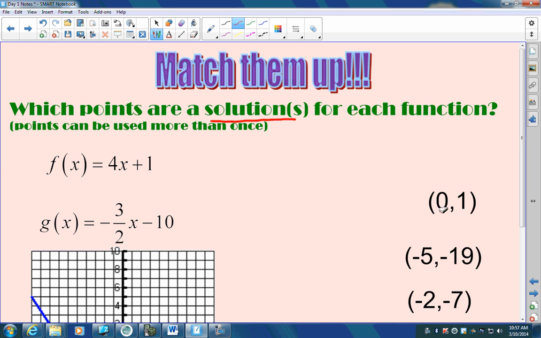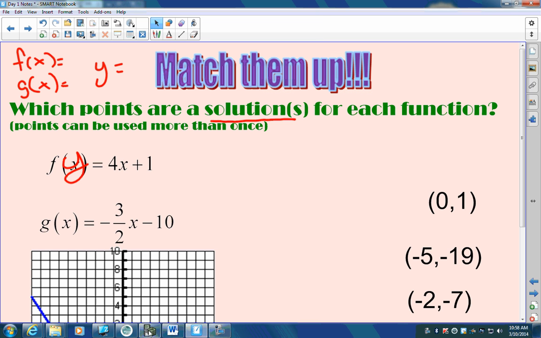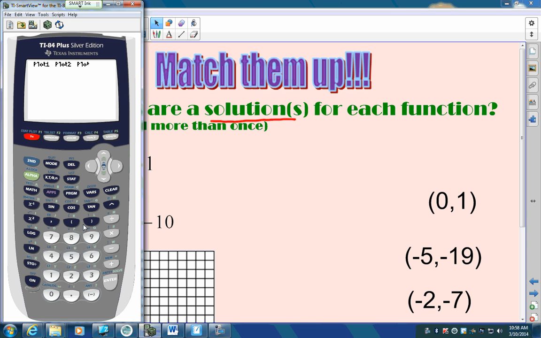how would I know if (0, 1) was a solution to this function? Well, it depends on whether you have a graph or an equation. In this situation, we have an equation. So yes, you put it in the calculator. Right now, let's grab the calculator. One thing I want to remind you of is that f of x equals, g of x equals, all of that means y equals. So we're going to go in the calculator, go to y equals, and put in there 4x plus 1.